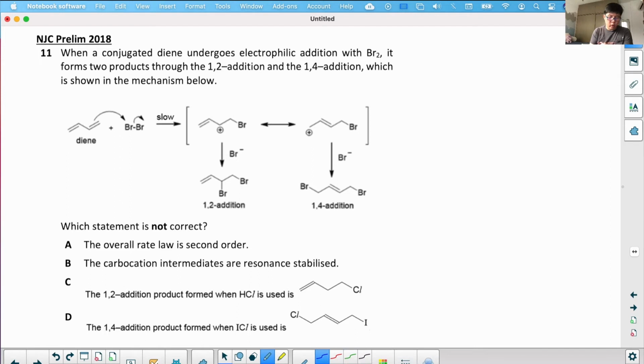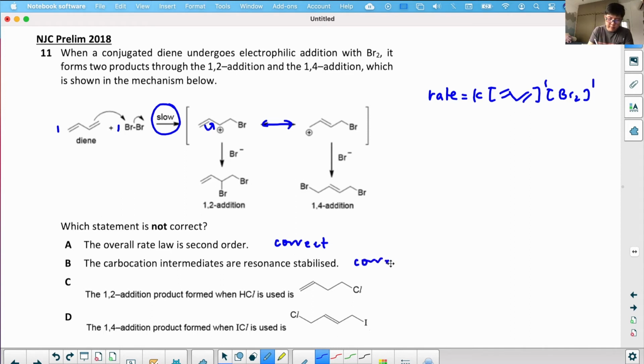So for the first one, the overall rate order is second order. Yes, this is correct. Why is it correct? Because this is a slow step. So for the slow step, you can write the rate equation. Rate equals k... Okay, so this is what the rate equation will look like. Right, so it's going to be second order, because they have one Br2 and one diene. Okay, the carbocation intermediates are resonance stabilized. Yes, so electrons can delocalize to form this structure. So this is actually a resonance arrow. So it's really resonance stabilized. This is correct. Okay, so the 1,2 addition product when HCl is used. So what happens when HCl is used?